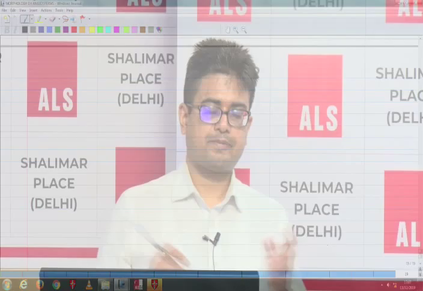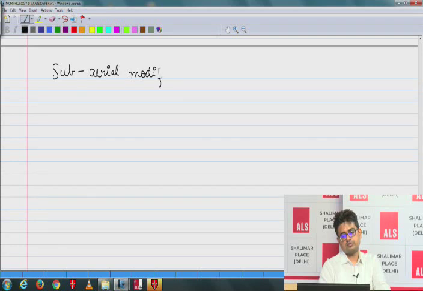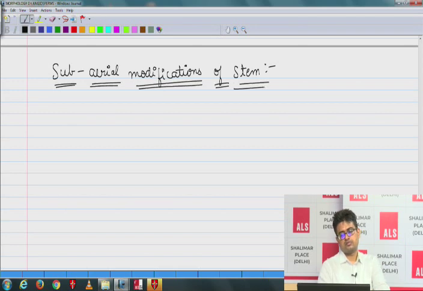After tuber, these are all the underground modifications of stem. Now we will do the subaerial modifications of stem. So please put the heading subaerial modifications of stem. So what happens in subaerial modifications? Well, the stem is partly in air and partly underground.